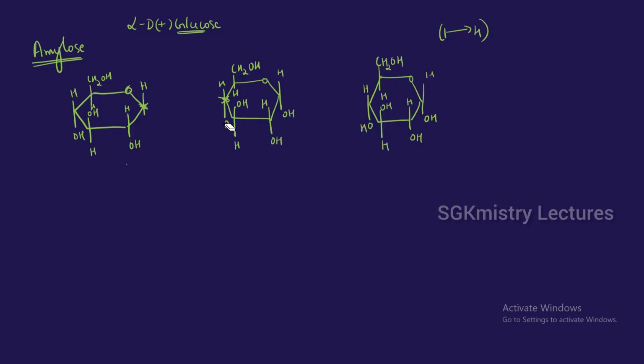So OH and OH are here. So H2O will be removed. So the bond will be through the oxygen. Same way here also I can write, correct? So this O also I'm going to remove.